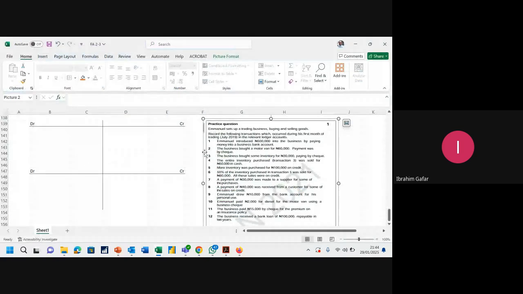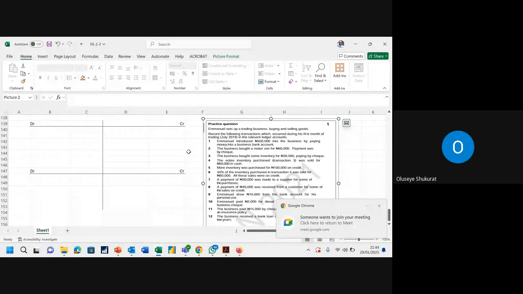So which account are we opening first? We are opening capital account and bank account. We are debiting bank and crediting capital.